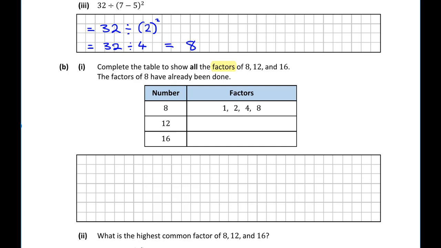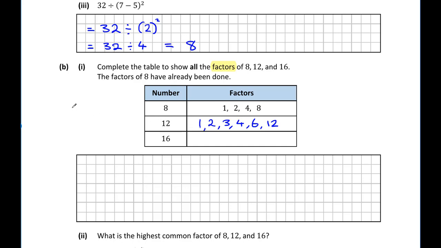So for 12, well, what numbers divide into 12 and there's no remainder? So 1 and 12, obviously. I'm going to put them in order: 1, 2, 3, 4, 6, and 12. Now, you might not know them in order, that's fine. So just think, what are the numbers that multiply to give us 12? So 1 times 12, 2 times 6, 3 times 4.